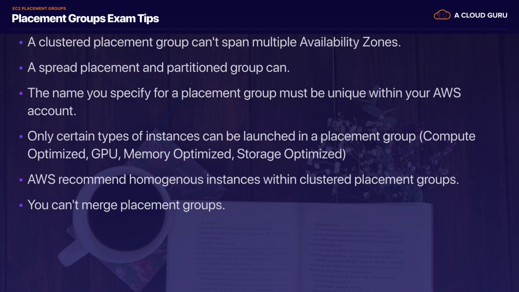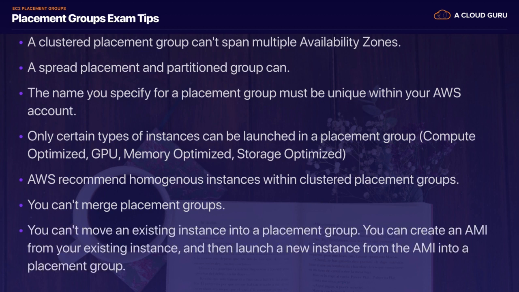You can't merge placement groups, and you can't move an existing instance into a placement group. What you can do is create an AMI from your existing instance and then launch that instance from the AMI into a placement group. So that is it for this lecture, everyone.